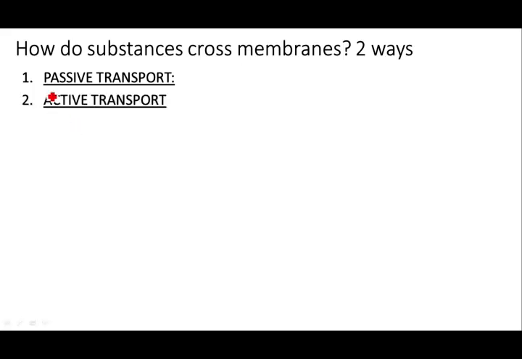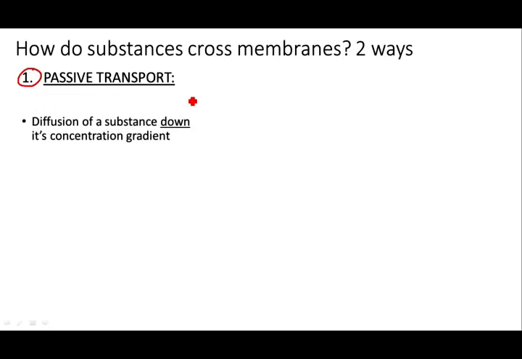Right now we're just going to address passive transport, and then at the end of the lecture we'll come back and talk about active transport. So passive transport is for things that are diffusing down their concentration gradient. So they're going from high to low, and remember that's a situation that will just happen naturally, so you don't need any energy input into the system.